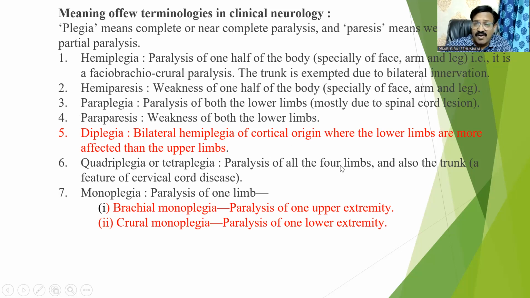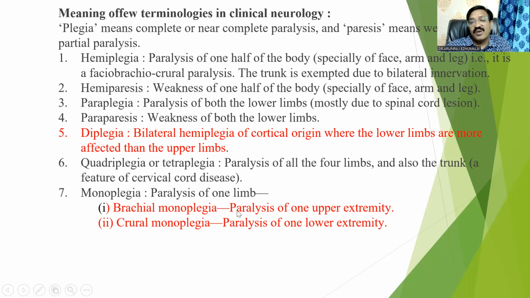Quadriplegia will be a paralysis of all four limbs, but mostly the weakness will be equal, both in the upper limb and lower limb. There won't be much differentiation between lower limb and upper limb. But diplegia is predominantly lower limb.